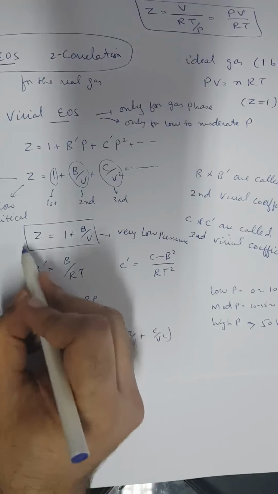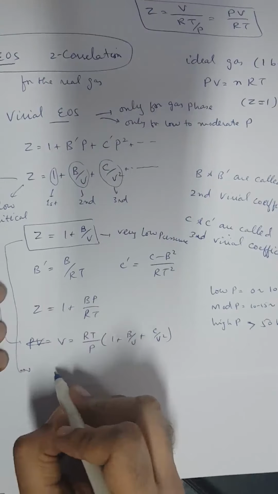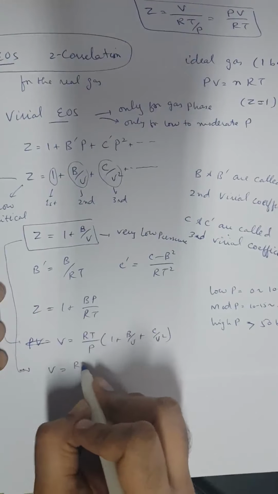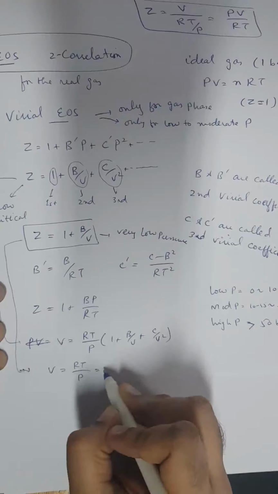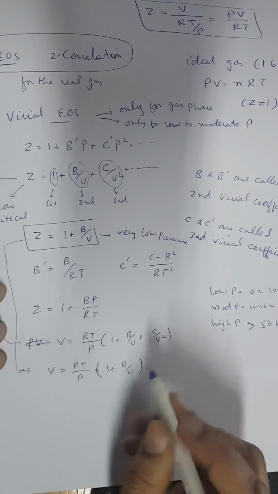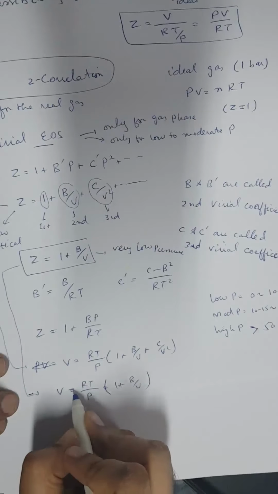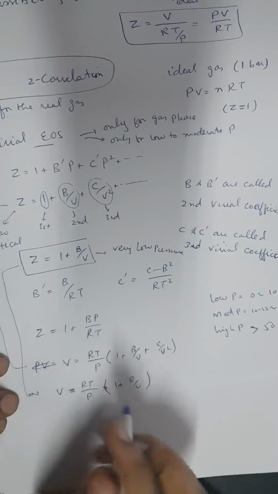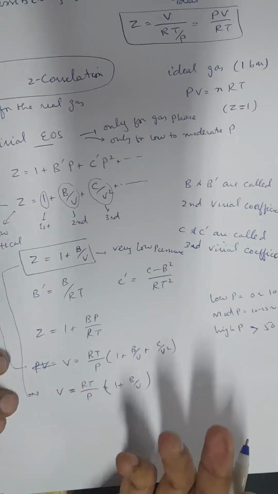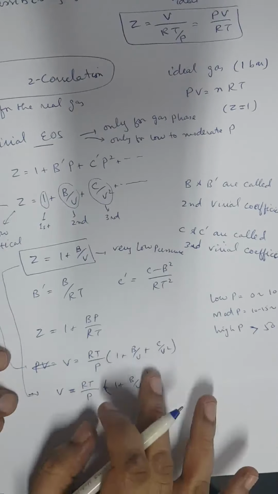Similarly, we can write this equation as V is equal to RT over P, 1 plus B over V. Whenever the unknown value that you have to find is on both sides, then you have to iterate. Nobody will use a solver. I will tell you when we solve the problem.